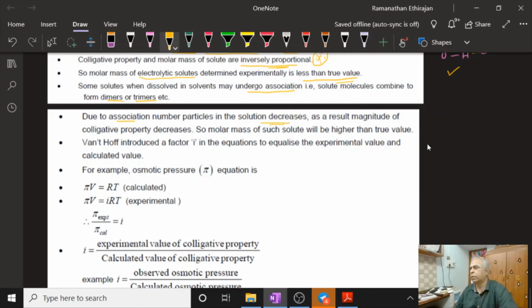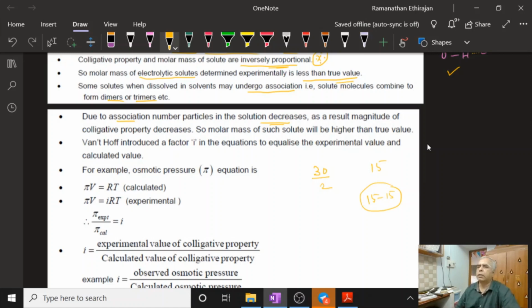For instance, let me say there are 30 molecules in acetic acid. But apparently it seems to be only 15. Why? Because they dimerize. Are you able to understand? So they'll be having 15 pairs. So there is a decrease in the number of solute particles. I hope now you are able to understand this. So in the case of associated molecules, the number of particles in the solution decreases.